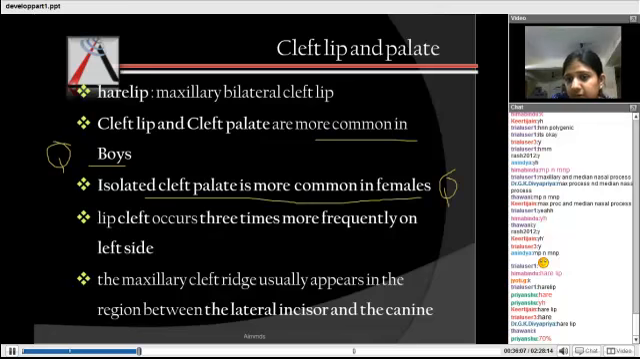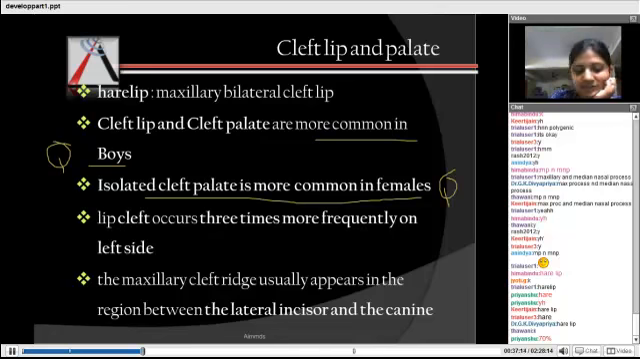Can you all follow me? You can have cleft lip isolated. You can have a cleft palate which is isolated, where a patient has only cleft palate, and a patient has only cleft lip. There are also conditions where patients can have a cleft palate along with cleft lip. That kind of incidence, where a patient has both, is more commonly seen in boys. And isolated cleft palate is more common in females, again another MCQ.